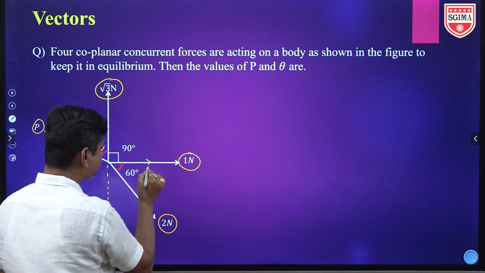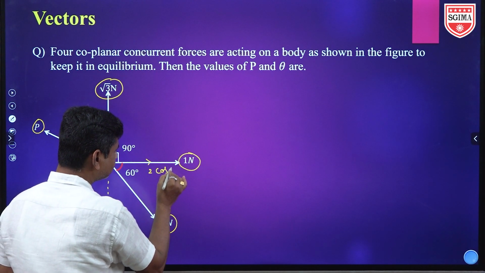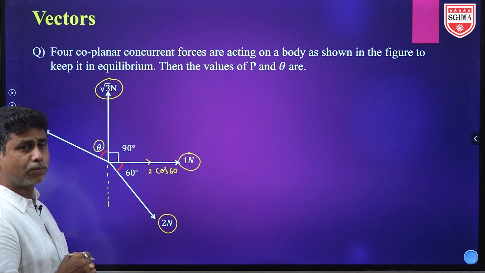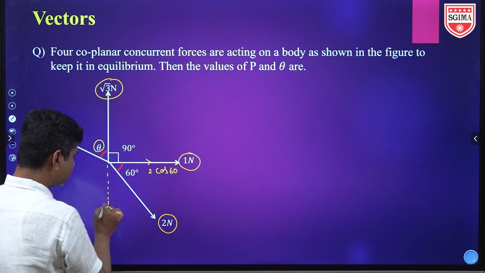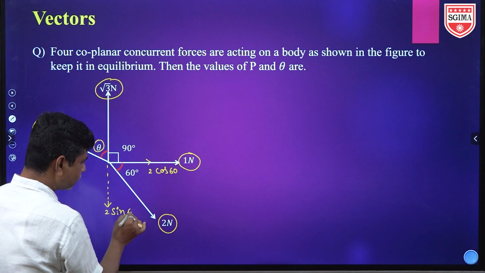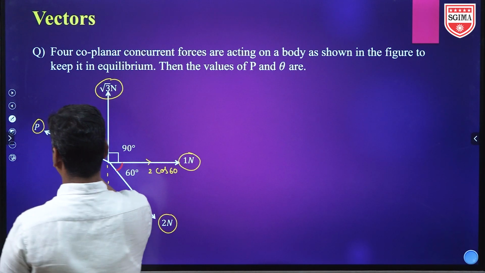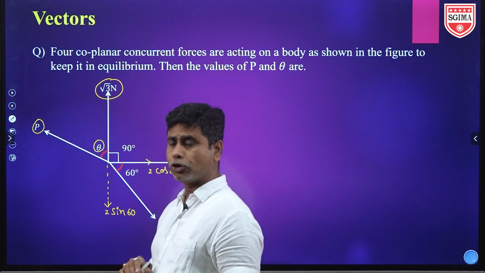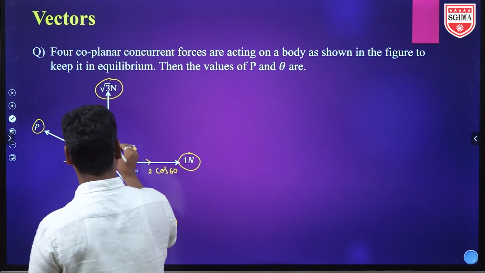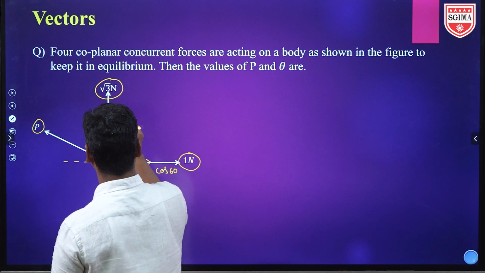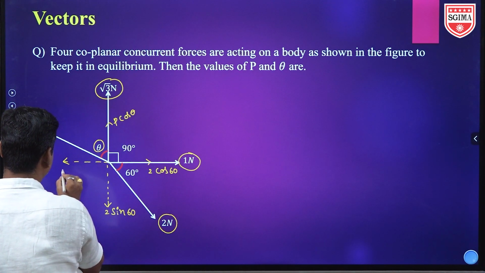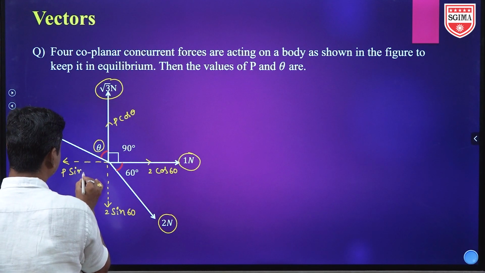For this resolution, in the horizontal direction we can take 2 cos 60, as the angle is there, so the horizontal component is the cos component acting, and normal to this the vertical component will act, 2 sin 60. Next, here P is also acting along the slant, with angle theta. For this P, in the vertical direction P cos theta is acting. In the horizontal direction P sin theta is acting.